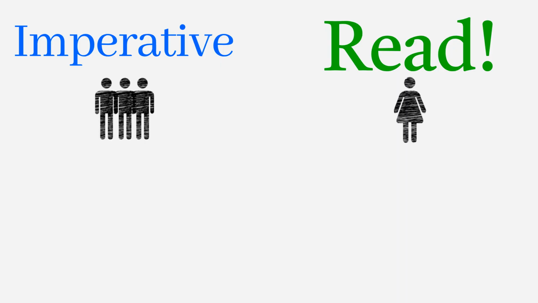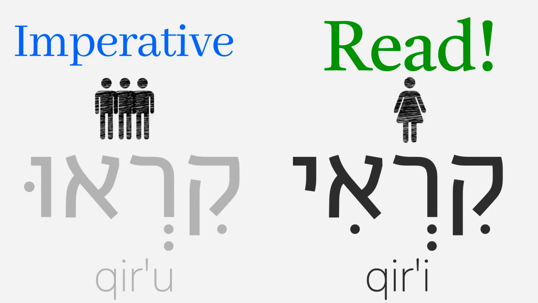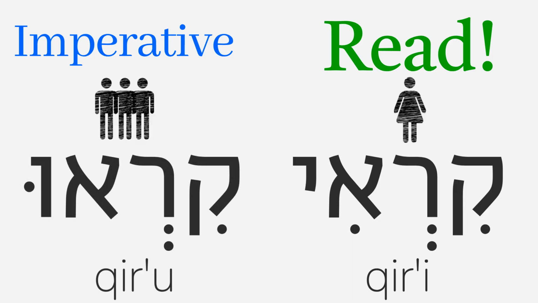Despite these irregularities in the future tense, the feminine singular and masculine plural forms of the imperative are regular. Kir'i, read commanding a woman, and kir'u, read commanding a masculine plural group.